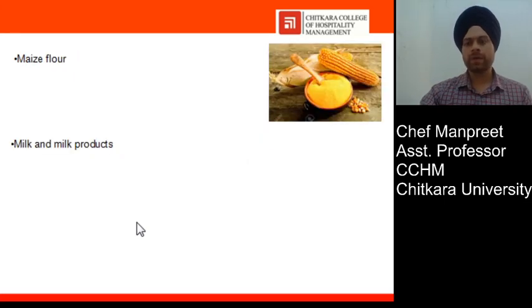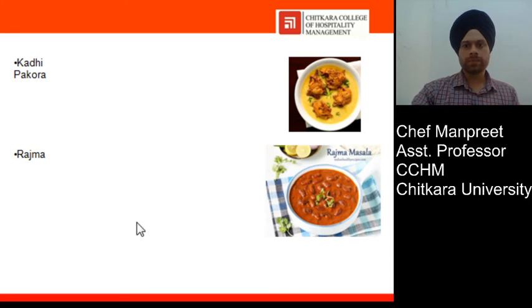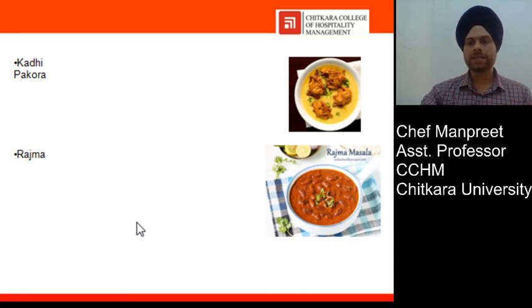Maize flour is extensively used all around Punjab, and this corn is used for the preparation of makki ki roti, which is very much popular all around the globe. Milk and milk products are extensively present in Punjab, so that is why they are incorporated in our staple diet on a regular basis. Now we have some delicacies here. The list of delicacies of Punjabi cuisine is here.